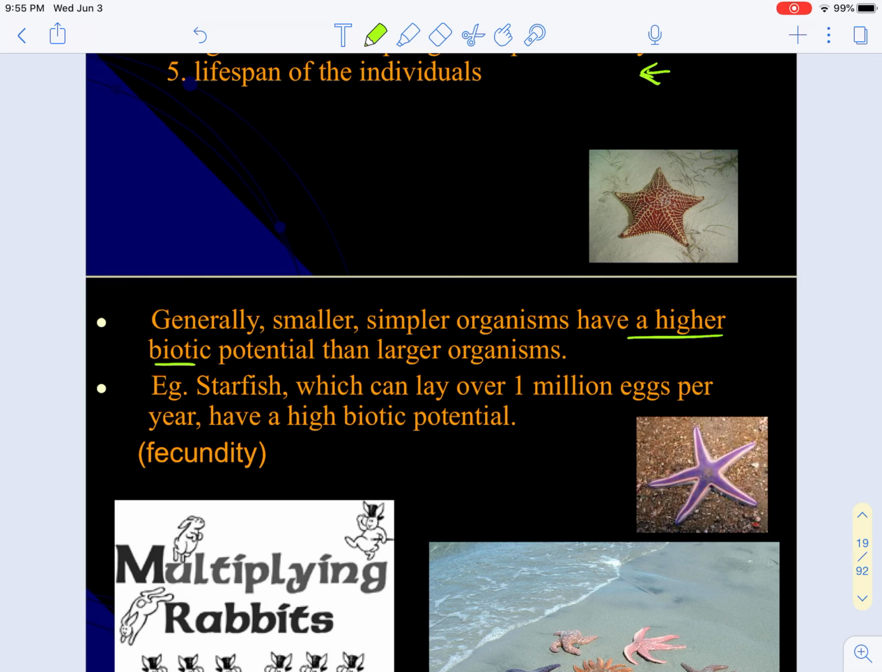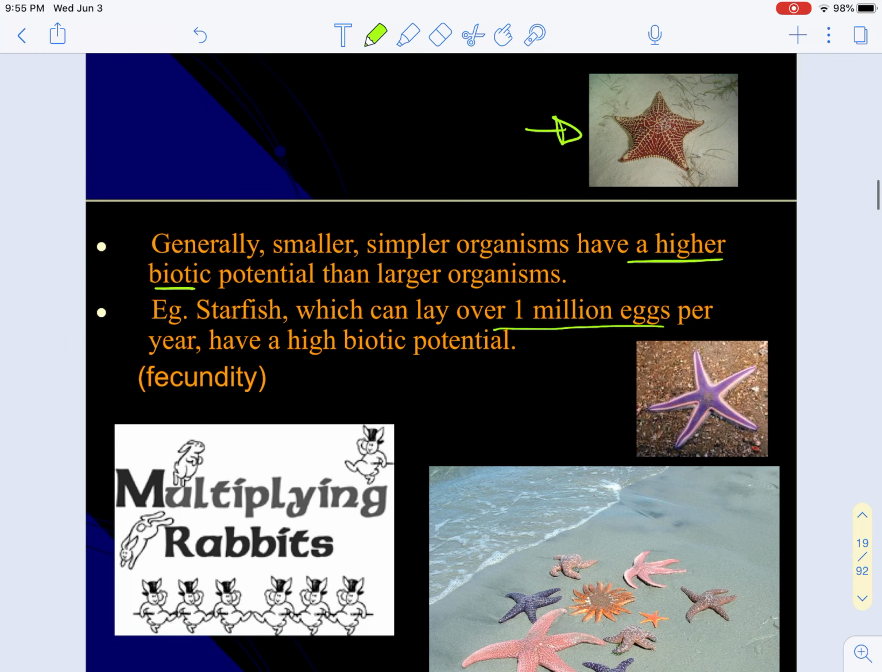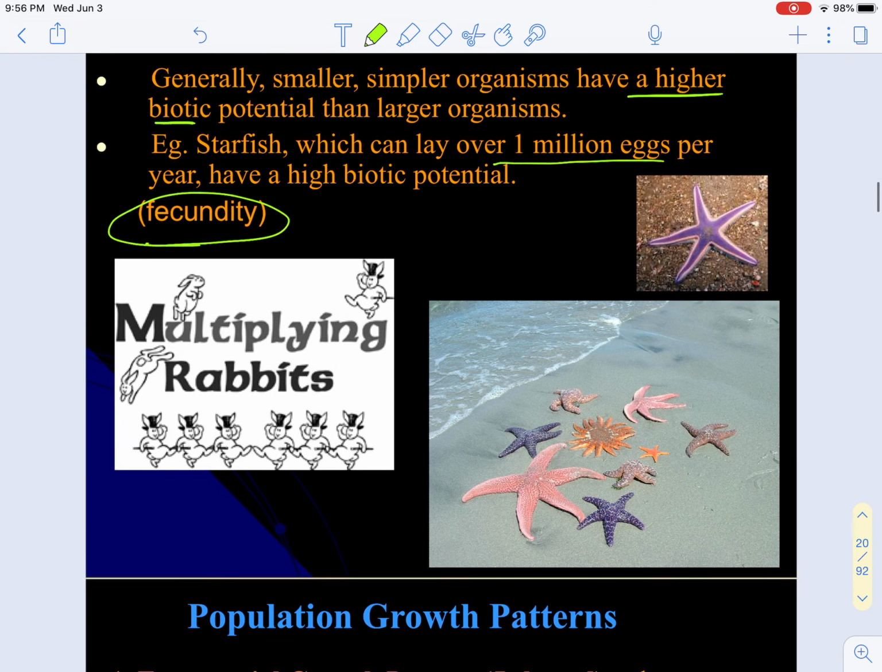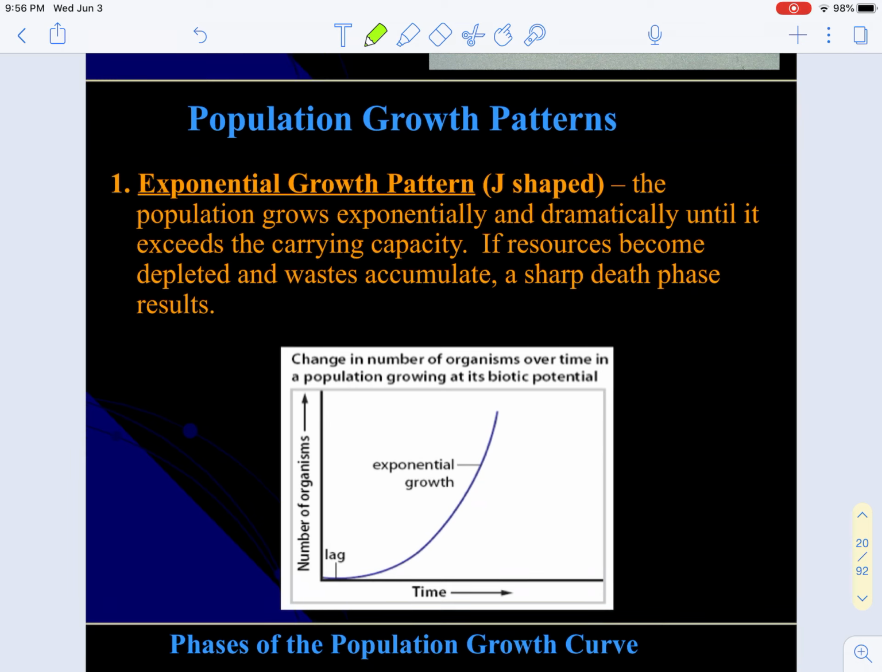So generally, if they're small, simpler organisms, they tend to have a higher biotic potential, like insects, or even this starfish, which sometimes aren't so small, but they have a high biotic potential because they can lay over 1 million eggs in a year. Also, their reproductive circumstance is also called their fecundity, if you ever come across that word. Their high biotic potential can be called fecundity. Okay, so something like large mammals then would have a low biotic potential because of how it takes many years before they are mature and can reproduce.